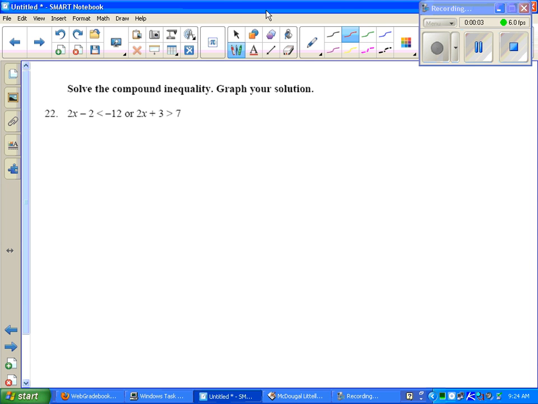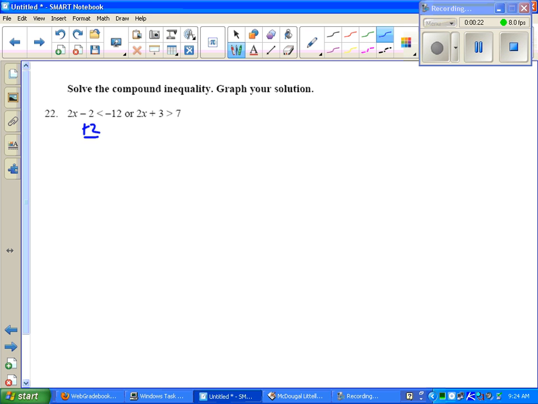Okay, this is test number 3, spring test number 3 from sections 1-1 to 6-3. Compound inequalities is part 3, picking up at number 22. You have an OR inequality here, so what you want to do is work them as two separate simple inequalities. Get rid of minus 2 by adding 2.